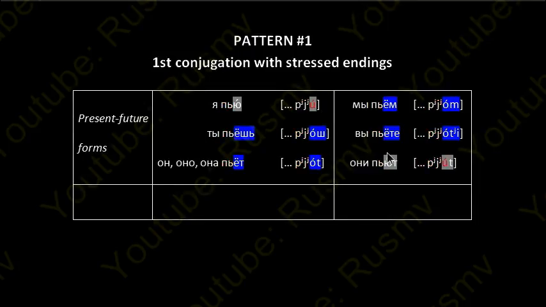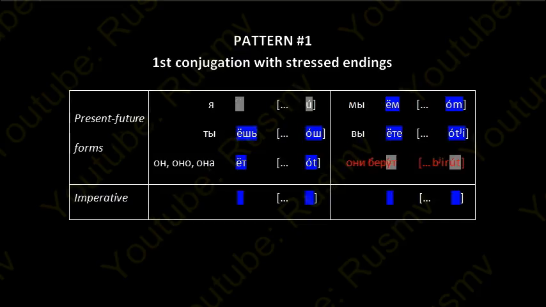In I form and they form, sound U follows soft consonant sound Y. That's why this sound U is denoted with a soft vowel letter U. Well, now we have all present future forms of this verb. Я пью, I drink. Ты пьешь, you drink. Он пьет, he drinks. Мы пьем, we drink. Вы пьете, you drink. Они пьют, they drink.